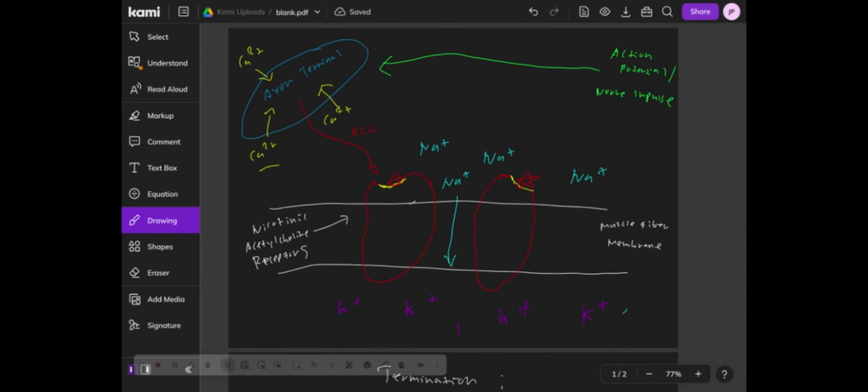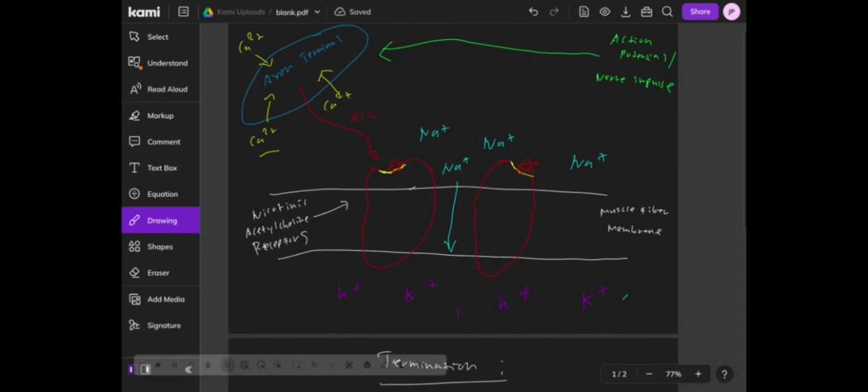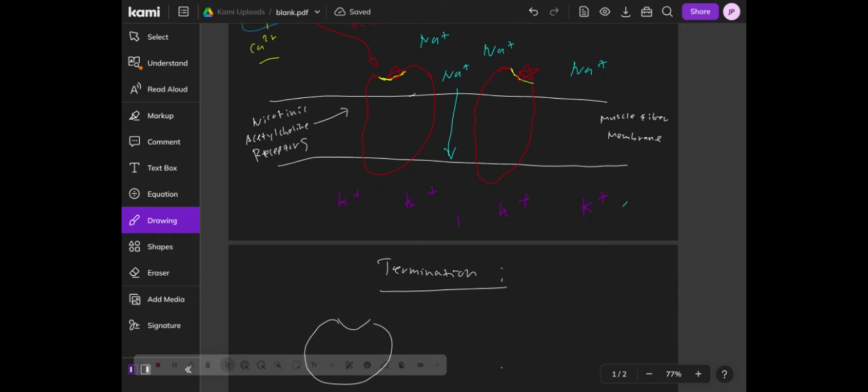Alright, so finally, once the signal has been transmitted, the acetylcholine that's attached to the binding site needs to be removed to terminate the signal.